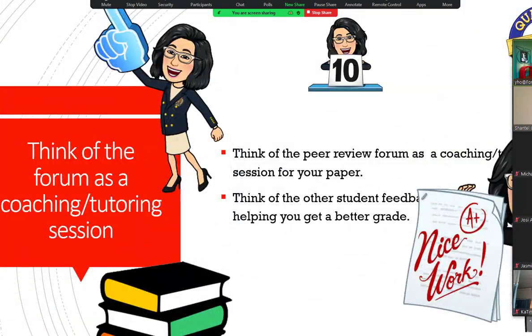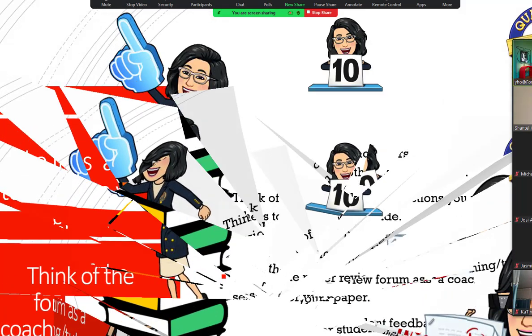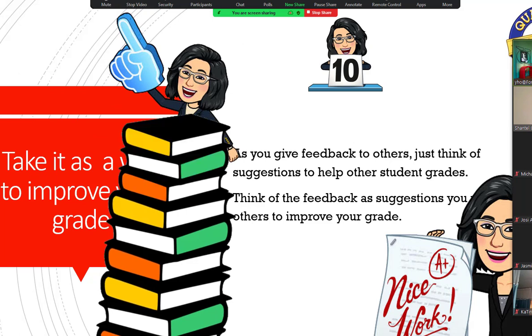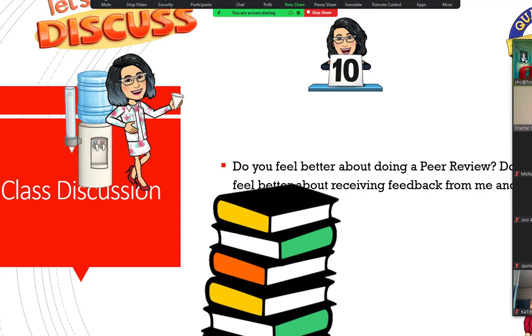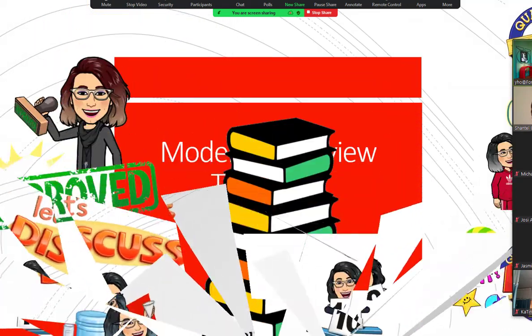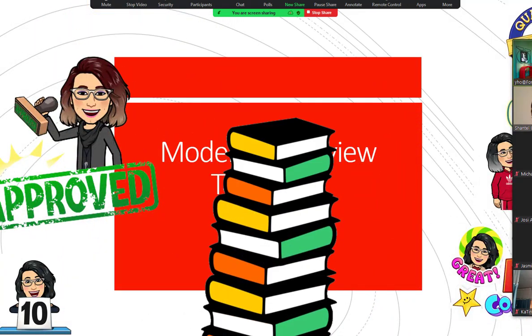And then think of the forum as a coaching or tutoring session. Think of the peer review forum as a coaching session for your paper. And think of other student feedback as helping you get a better grade. As you give feedback to others, just think of actionable suggestions to help other students' grades. And think of the feedback as suggestions for you to help your grade. So here you have, that's it. Do you feel better now that you know what a peer review is?